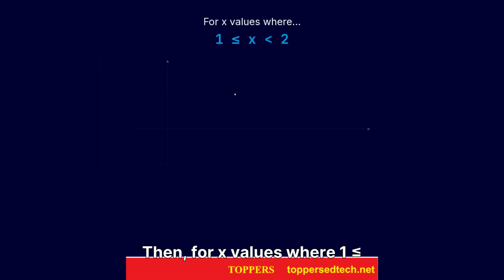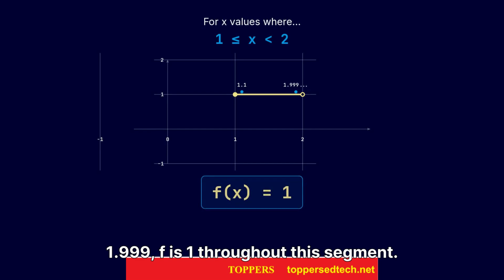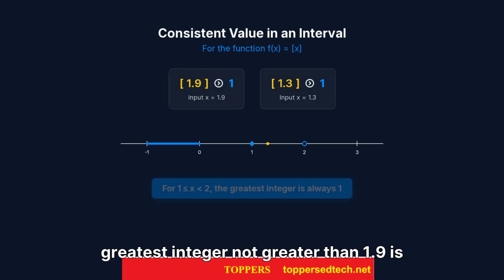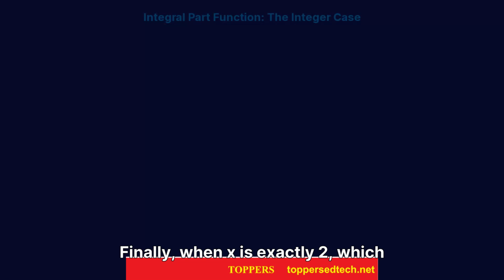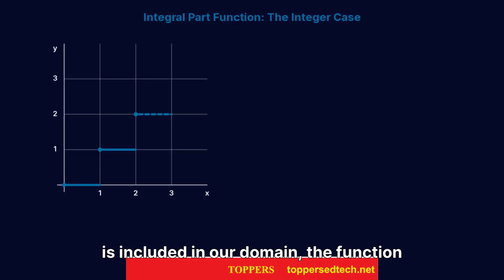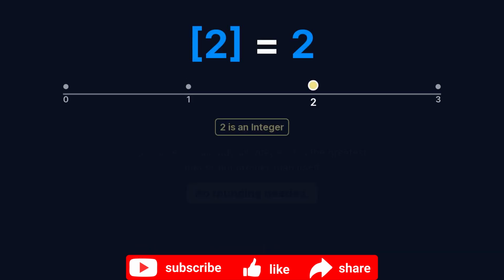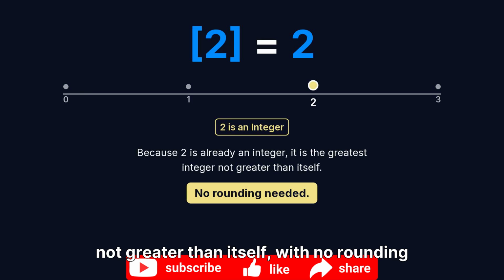Then for x values where 1 ≤ x < 2, such as 1.1 to 1.999, f is 1 throughout this segment. If x is 1.9 or 1.3, the greatest integer not greater than 1.9 is 1, illustrating the consistent value in the open-ended interval. Finally, when x is exactly 2, which is included in our domain, the function f equals 2 precisely at that point. This is because 2 is already an integer, so it is the greatest integer not greater than itself, with no rounding needed.